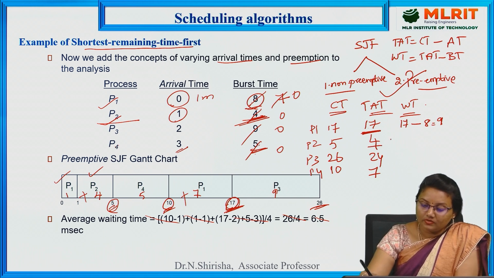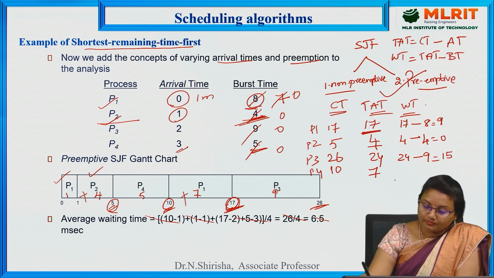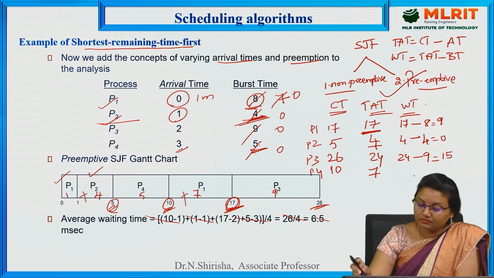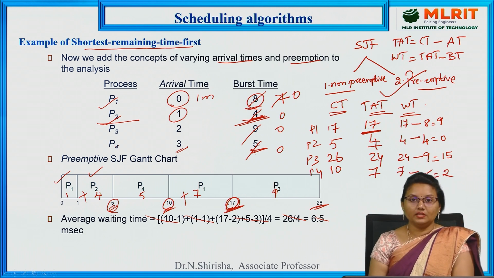Right? Then waiting time, turnaround time minus burst time. Now, what is the turnaround time? 4. 4 minus, what is the burst time of P2? 4. So, here waiting time is 0. Then, you will have 24 minus burst time. Burst time is 9. Okay, similarly, then you have as a turnaround time 7 minus burst time is 5. So 2. So this is how we calculate the waiting time.